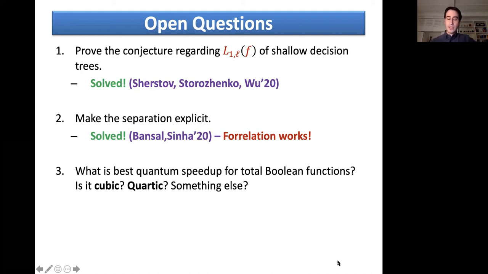The third question is, what is the best quantum speedup for total Boolean functions? Based on these results, in bullets 1 and 2, we know that there are cubic separations between the two. Based on recent results, we know that the separation can be at most quartic. But what is the real exponent? Is it 3, 4, maybe something in the middle?